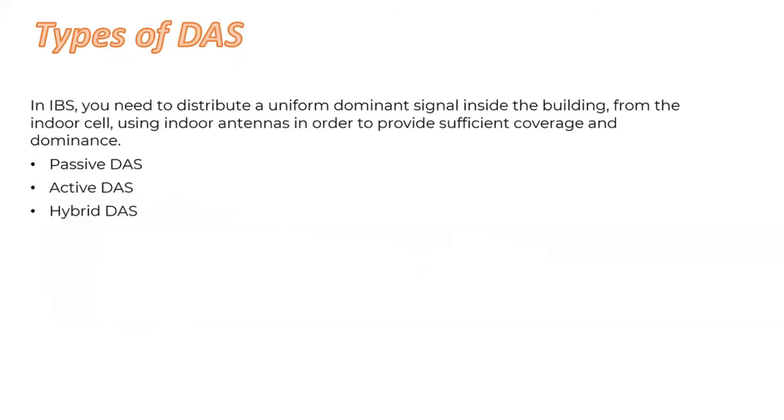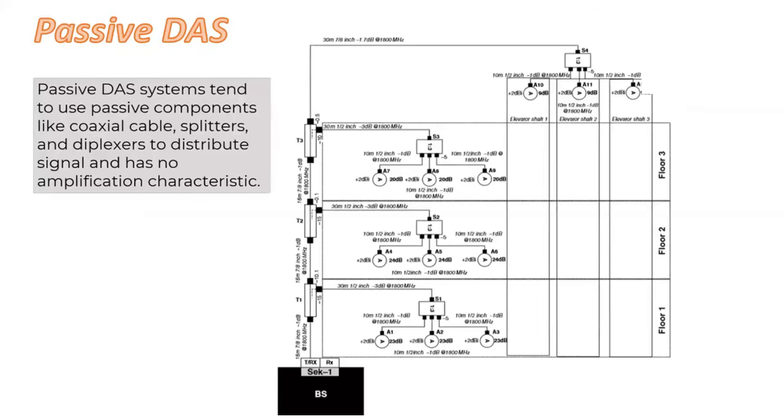So in IBS, you need to distribute a uniform dominant signal inside the building from the indoor cell using indoor antennas in order to provide sufficient coverage and dominance. So we can have various options available like passive DAS, active DAS, and the hybrid DAS. So let's talk about the passive DAS.